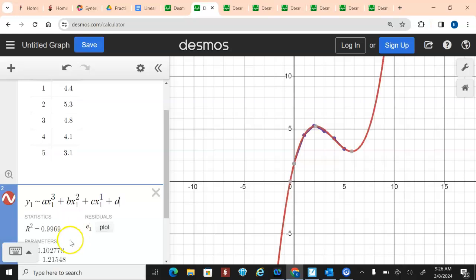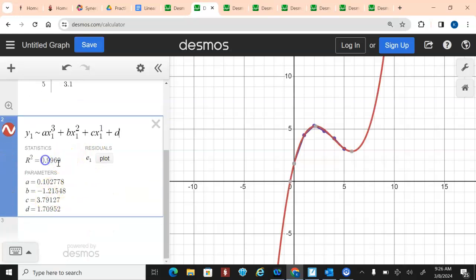Again, to make sure, we have to check that R squared is closer to 1. That means it is truly cubic. Now, as you can see on the graph, it also happens. And now these are your A's, these are your B's, and these are your C's, and this is your D.